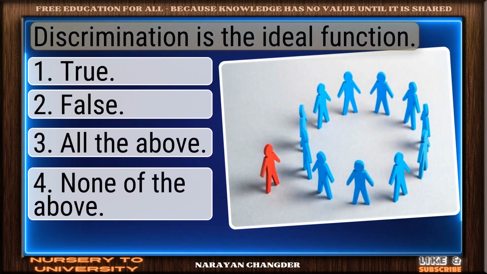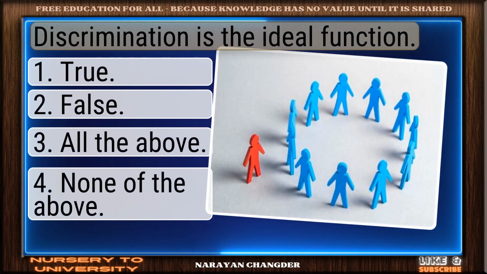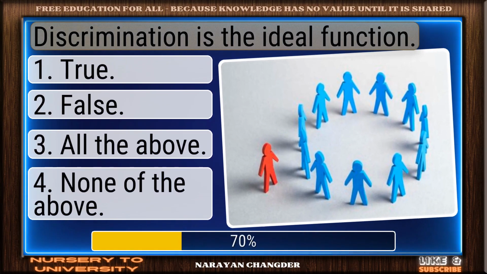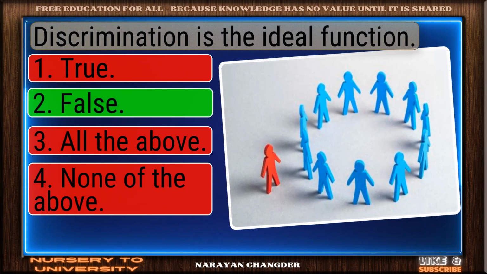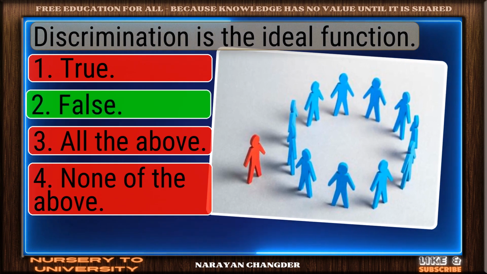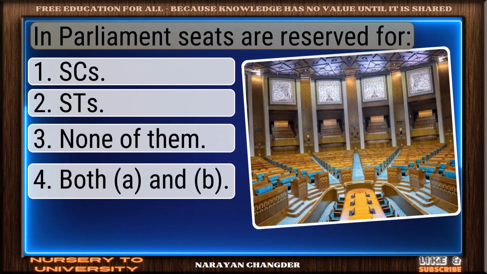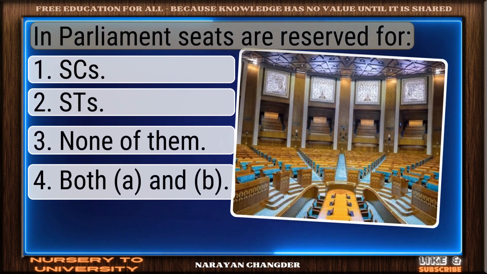Question number 173. Discrimination is the ideal function. Correct. False is the right answer. Question number 174. In Parliament, seats are reserved for.